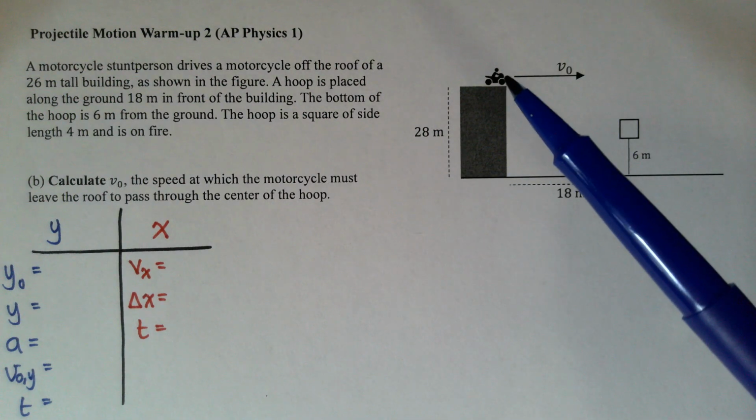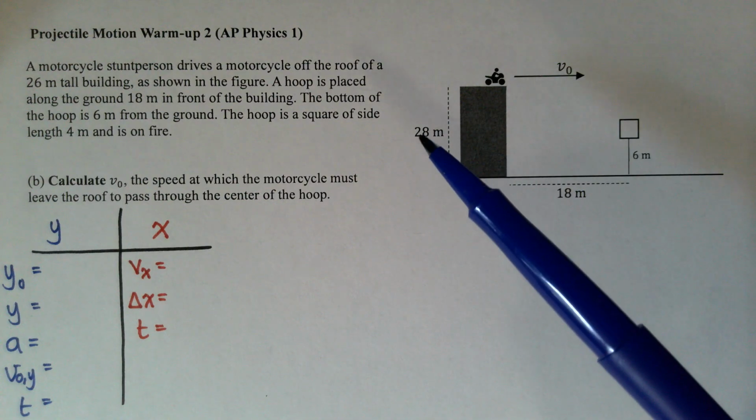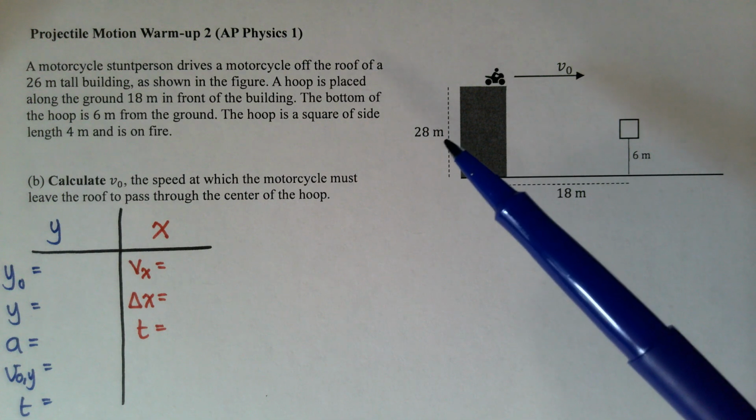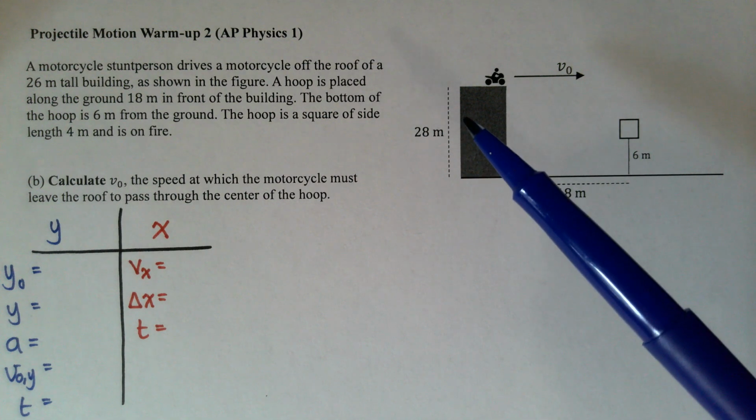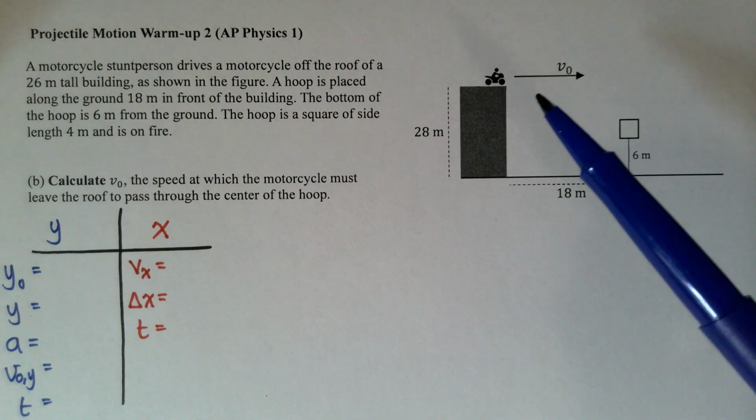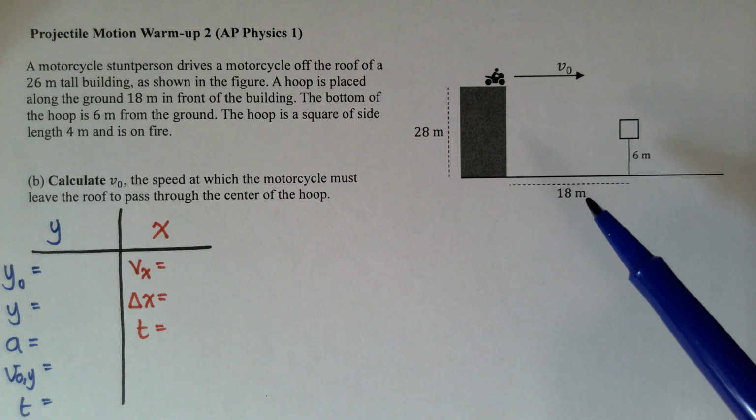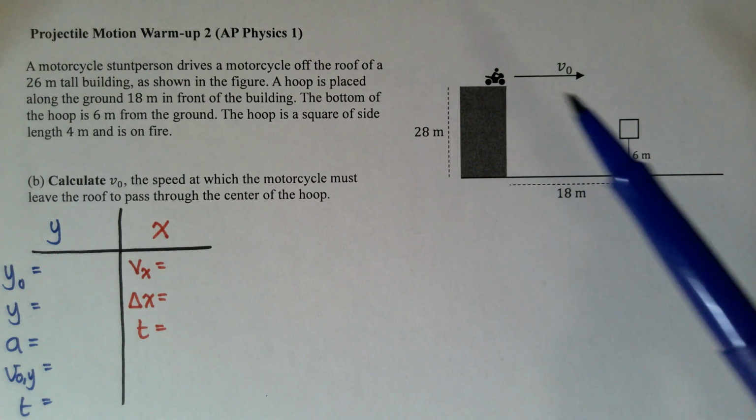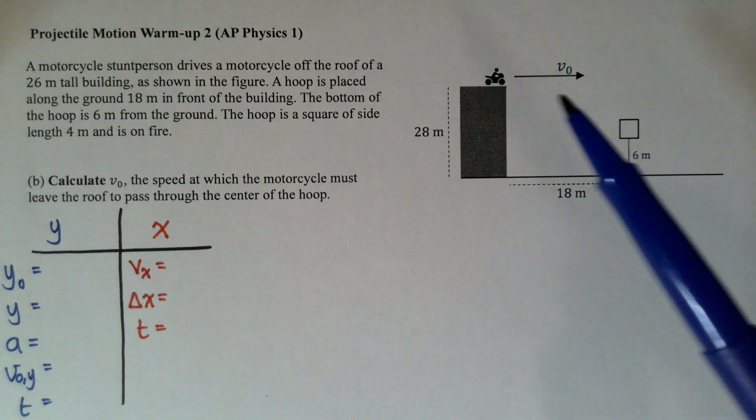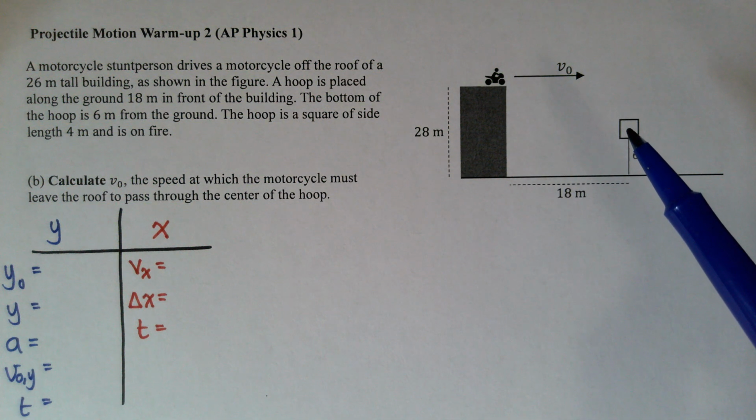And here we have our same motorcycle stunt person driving off the roof of a building again. This time it's a 28-meter tall building, so a little bit taller than the last one, at some unknown velocity v0 that we're going to try to find. We have this hoop that we place over here, 18 meters away from the edge of the roof, and our goal is for this motorcycle rider to go right through the center of the hoop.